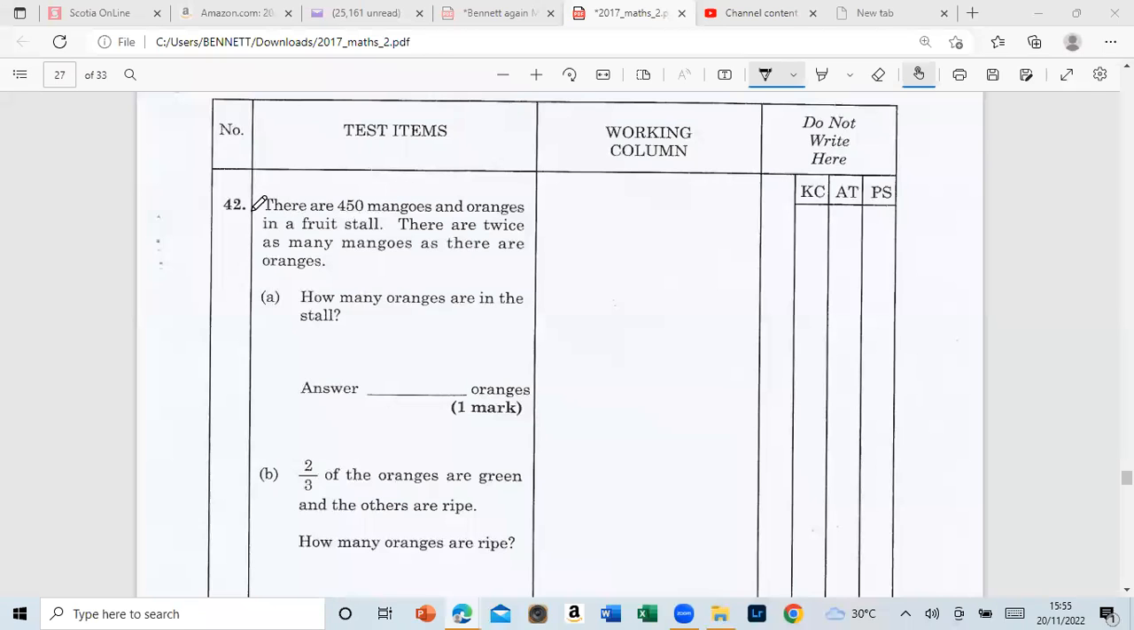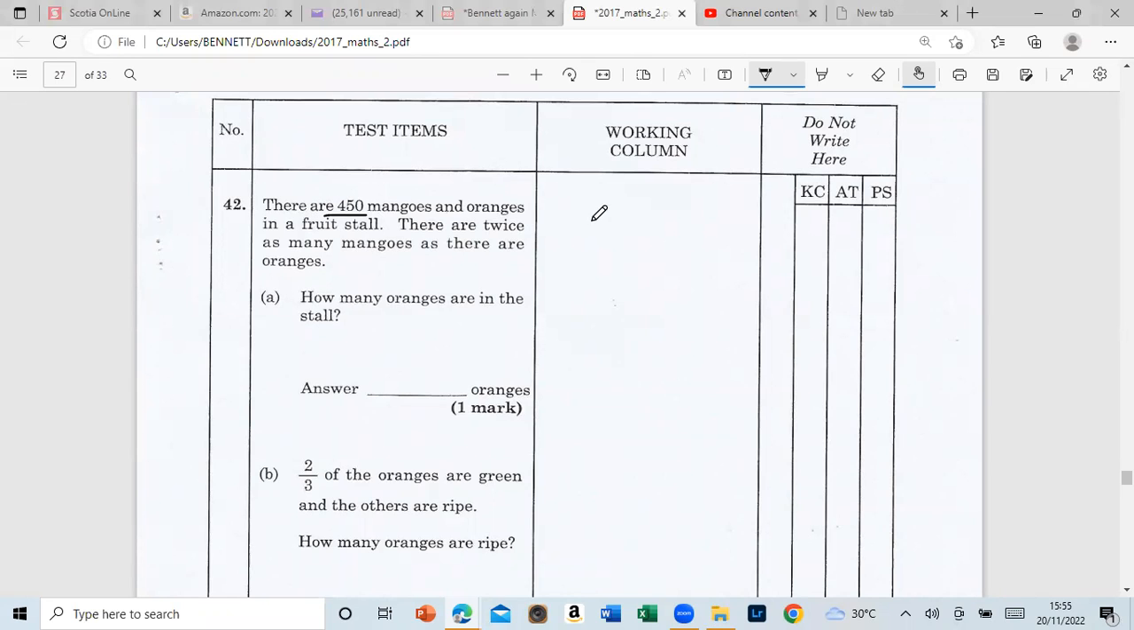All right, so this one says there are 450 mangoes and oranges combined in a fruit stall. There are twice as many mangoes as there are oranges. How many oranges are there? All right, so let's see. It says total is 450.